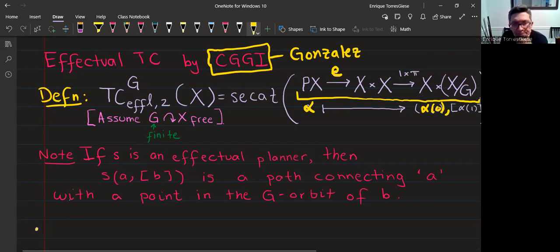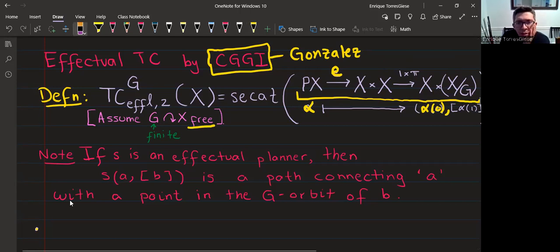Now here, for simplicity and also for some technical reasons, I'm going to assume that my group action is free. Let me just say quickly here that the main reason is because I want this component here, the function pi, to be a fibration. So I'm going to assume for simplicity that we are using only free actions.